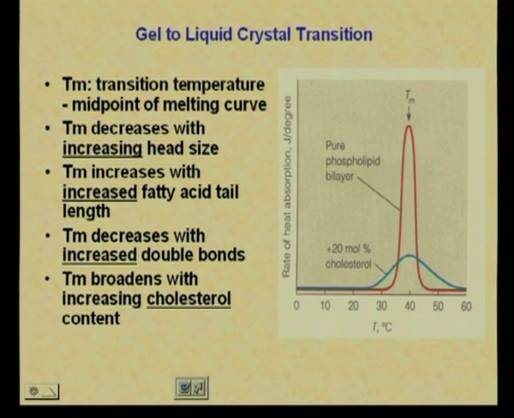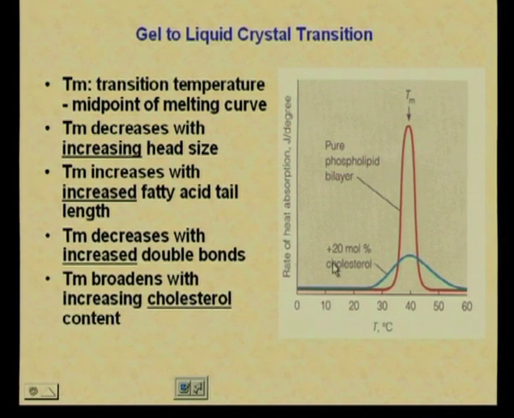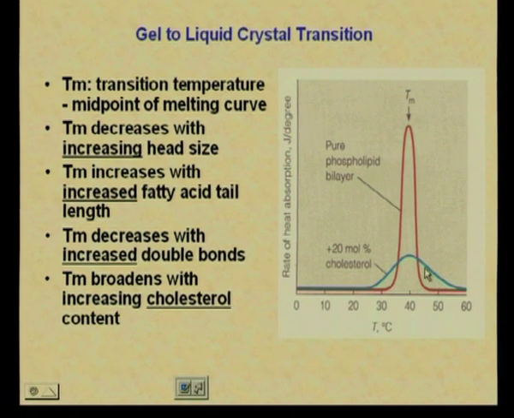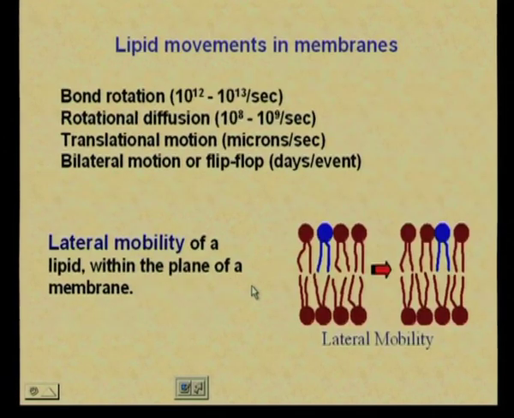If we have increased double bonds, we have increased number of kinks, increased disruption, Tm is going to decrease. With the presence of cholesterol, there is an increase in the cholesterol content, meaning that the Tm is going to broaden, means the transition will not be sharp. Okay? So, we are going to have a broadened amount of melting, because there is going to be gradual disruption in the structure amounting to a gradual curve basically, and not sharp transition.